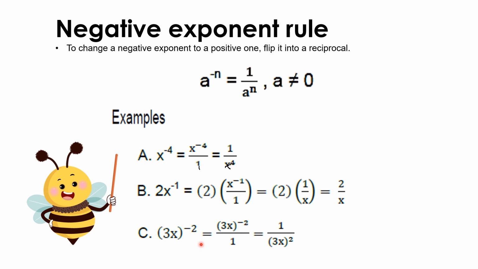And then, tapos na ba doon? Then, we apply power of a product. So, we have 1 over 3 raised to 2, x raised to 2. And then, we apply power of a power law. So, we have 1 over, what is 3 raised to 2? That is 9. And x squared is x squared. So, our final answer is 1 over 9x squared. So, that is the negative exponent rule.